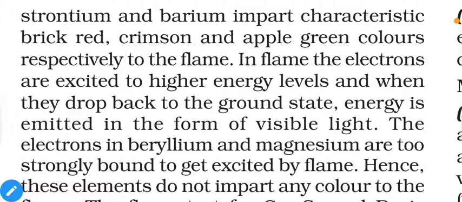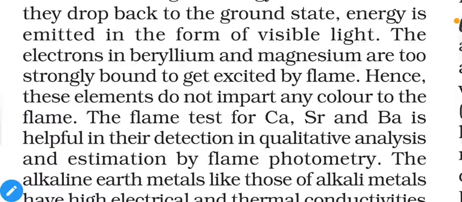When we heat this metal powder on a flame, they will absorb energy from the heat, and then electrons get excited. Electrons will shift to higher energy orbitals, then they will come back. When they come back, they have to lose the energy, and they will lose energy in the visible range. The electrons in beryllium and magnesium are too strongly bonded to get excited by flame, and hence these elements do not impart any colors to the flame.